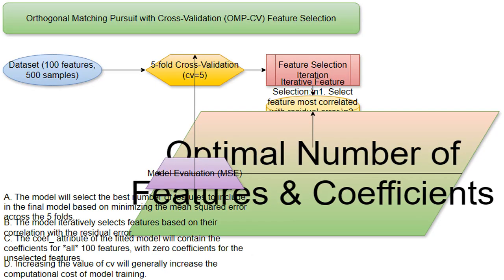After the iterative selection is complete, I'll use the results from my 5-fold cross-validation to determine the optimal number of features. This number will help me minimize my prediction error. The final model will only use coefficients for the features that were selected as optimal.